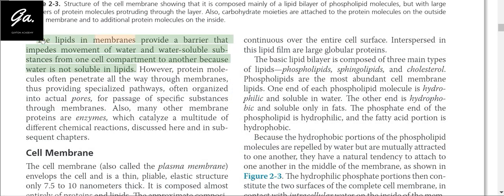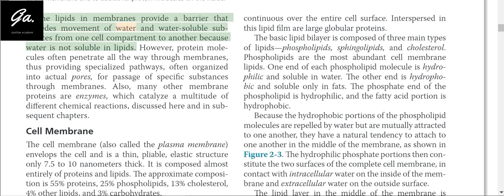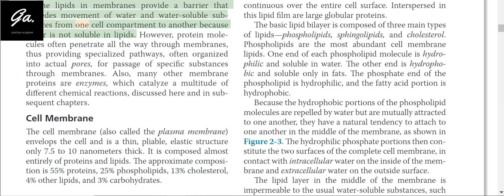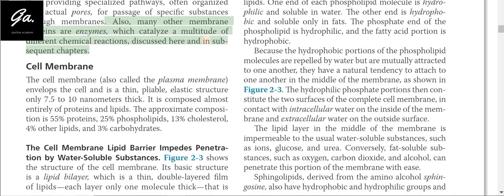The lipids and membranes provide a barrier that impedes movement of water and water-soluble substances from one cell compartment to another because water is not soluble in lipids. However, protein molecules often penetrate all the way through membranes, thus providing specialized pathways, often organized into actual pores, for passage of specific substances through membranes. Also, many other membrane proteins are enzymes, which catalyze a multitude of different chemical reactions, discussed here and in subsequent chapters.